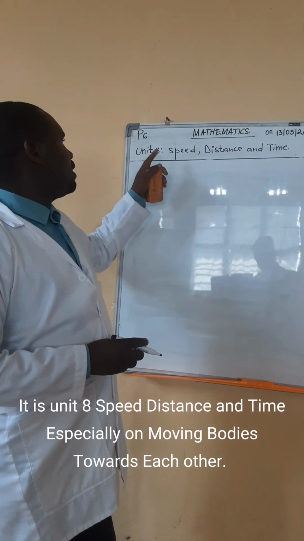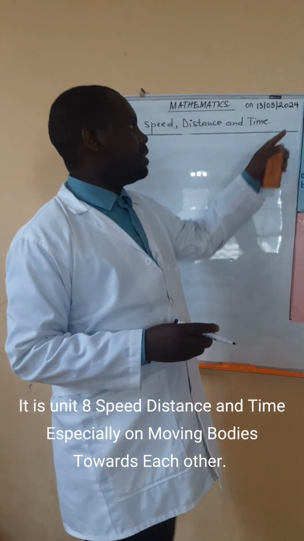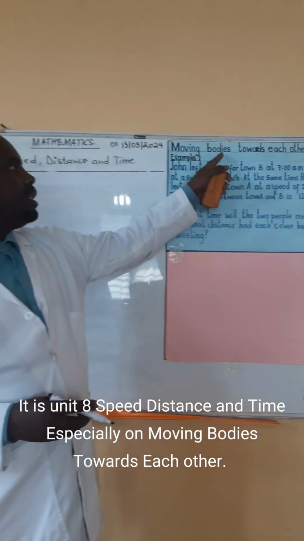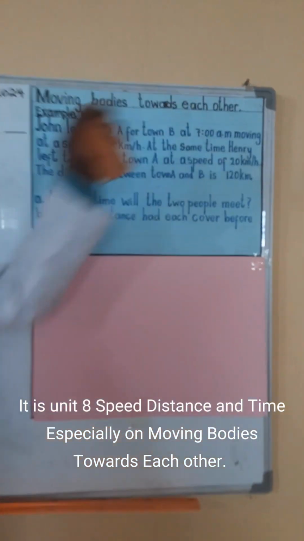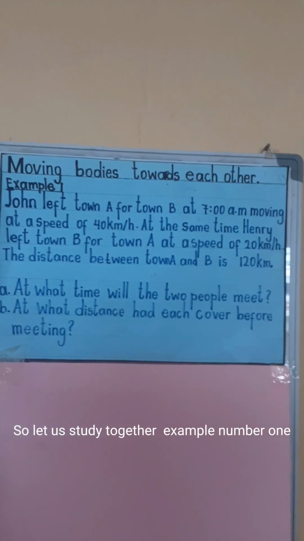It is unit 8, speed, distance and time, especially on moving bodies towards each other. So let us study together example number 1.